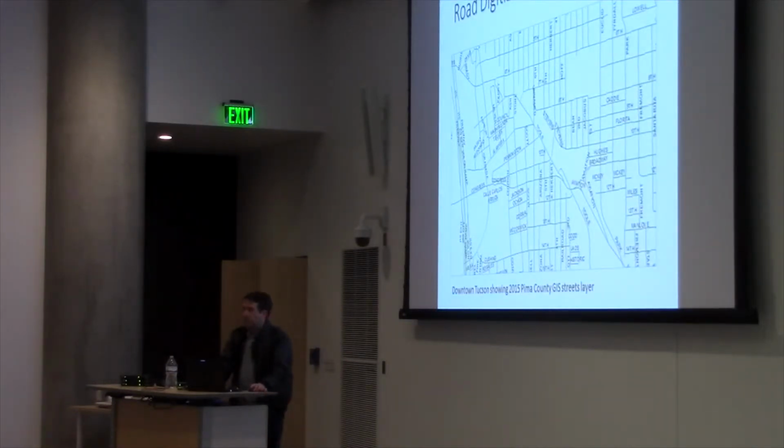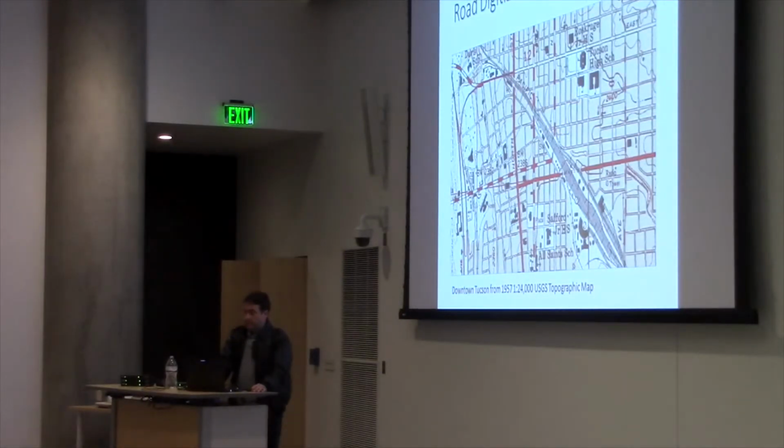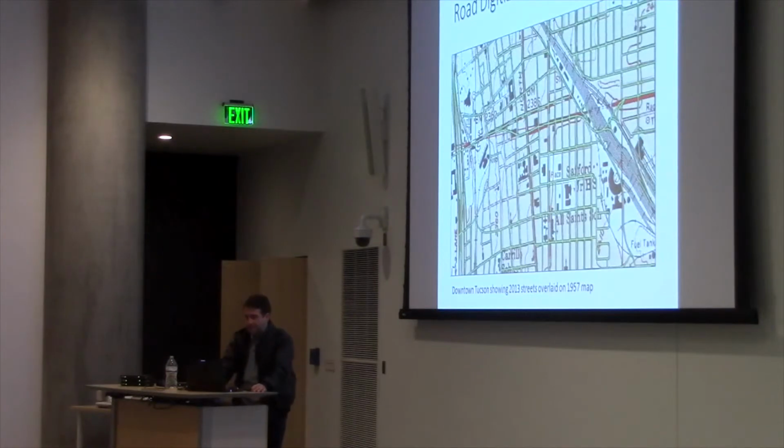So here's a little bit of an example of what I'm talking about. This is downtown Tucson now. This is just the simple roads layer, no symbols or anything like that. This is 1957, the same area. Well, you can see how the green lines here are 2015 roads, and the 1957 map is behind it.